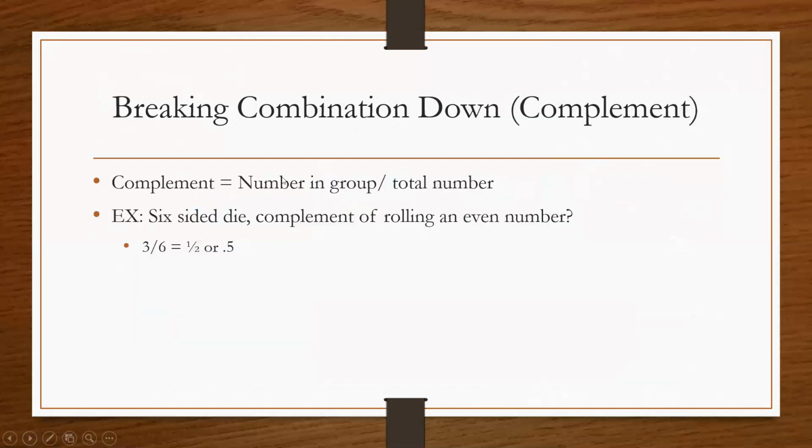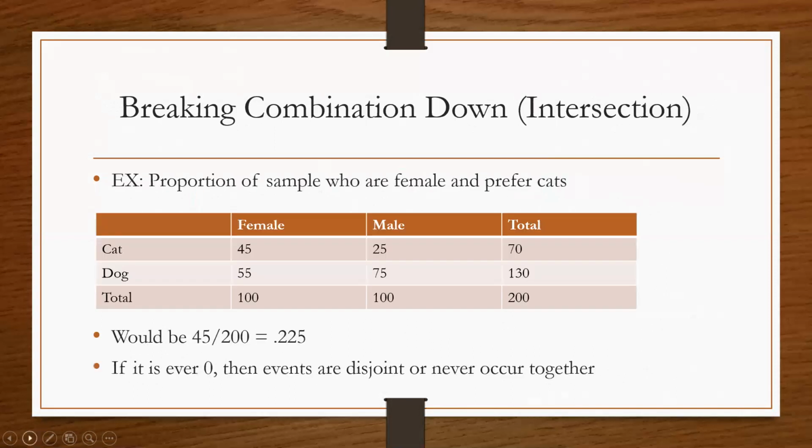So for complement, it's as simple as the number in the group over the total number. An example of this is a six-sided die: for an even number, there are 3 even numbers in the group over 6 total numbers, so the probability is 0.5. That one's a little bit of an easy one. They do get a little bit trickier as we go on.